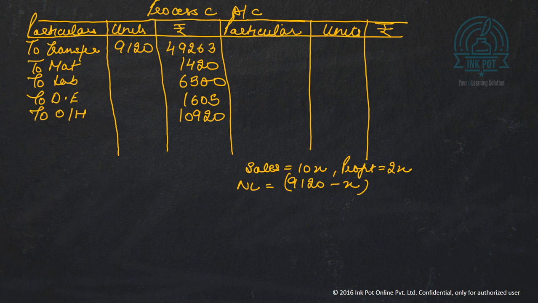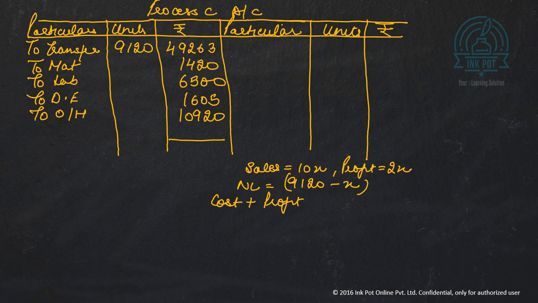This is the total cost: 49263, 1420, 6500, 1605 plus 10920. So this is the total cost. If you will do the total of this, you will get roughly around 69768. So I'm writing here cost plus profit. So you'll add profit here.